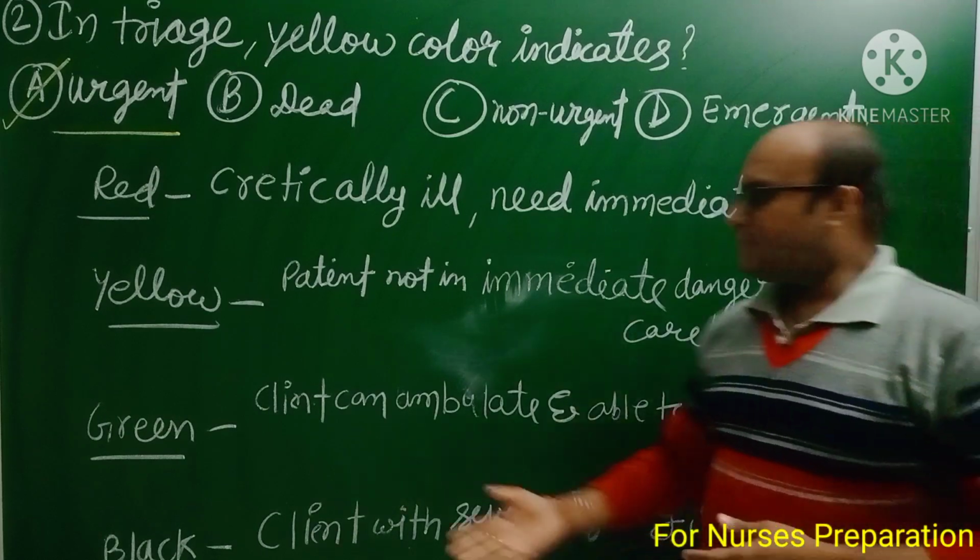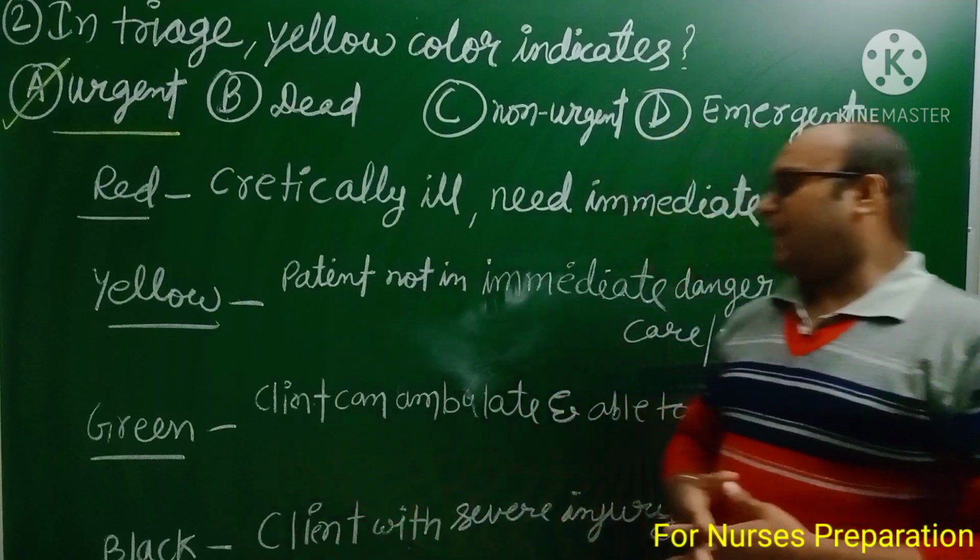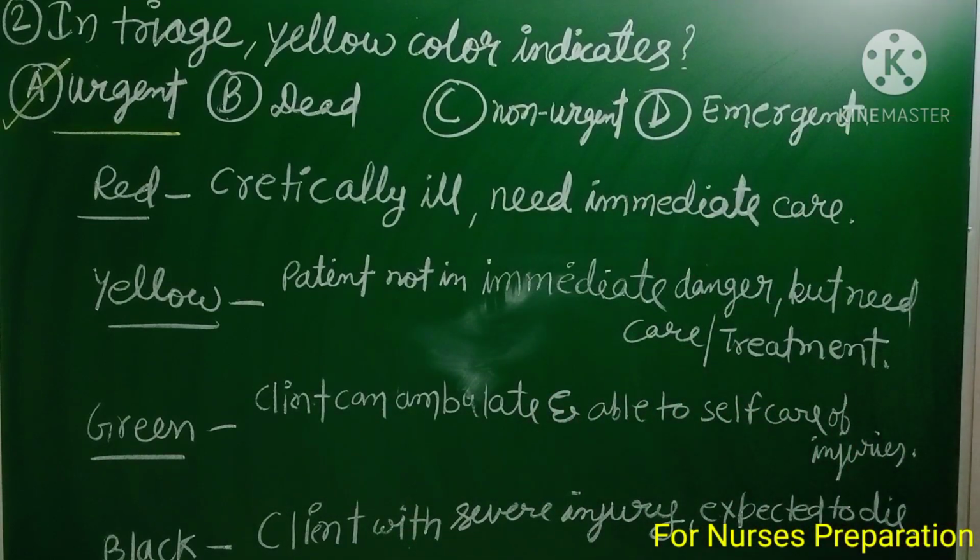Third color code is green color code. Client can ambulate and is able to self-care of injuries. In this category, people come with minor injuries. We can delay their treatment and the person is able to ambulate and able to self-care of their injuries.